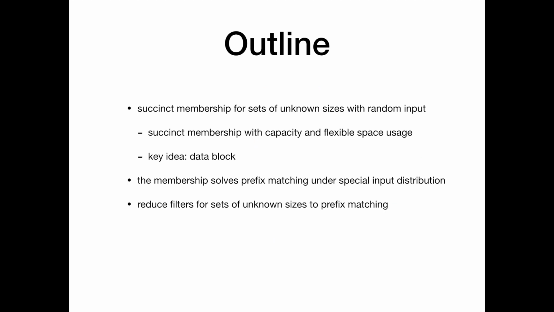Now, outline. At first, I present the succinct membership data structure. To make things simpler, I will assume the data points are uniformly sampled from the universe with replacement. The problem is reduced to a succinct membership problem with capacity, but the space usage depends on the size of the database. Then, we show the data structure solves the prefix matching under spatial input distribution. Finally, we reduce the filter problem into the prefix matching.